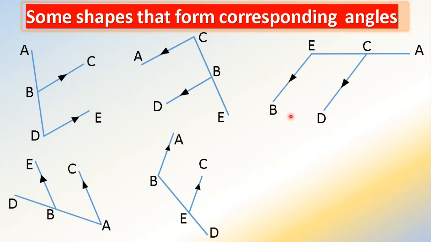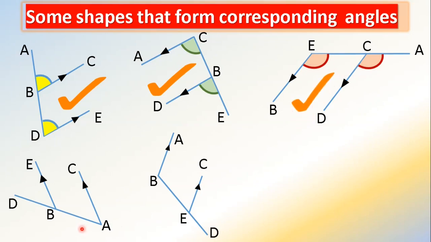Good. Here are some shapes that form corresponding angles. What can you say about them? In all of these figures, we have a straight line that cuts a pair of parallel lines, so corresponding angles are formed. In figure 1, these are the corresponding angles, and in figure 2, these are the corresponding angles. Also in figure 3, these are the corresponding angles. Similarly in figure 4, and finally in figure 5, these are the corresponding angles.